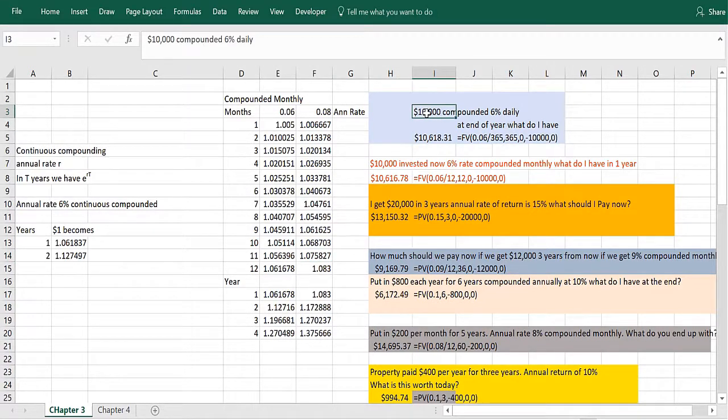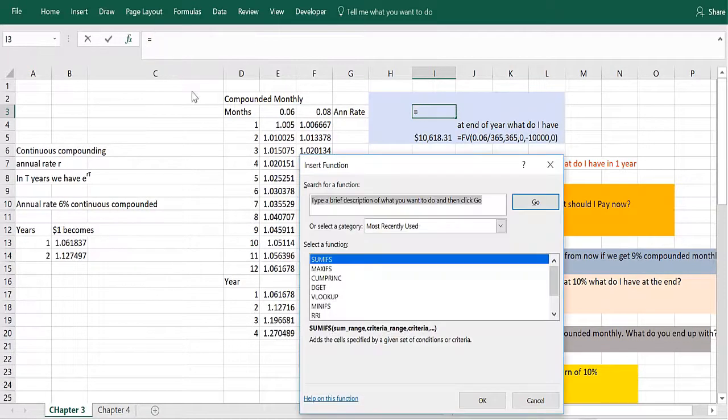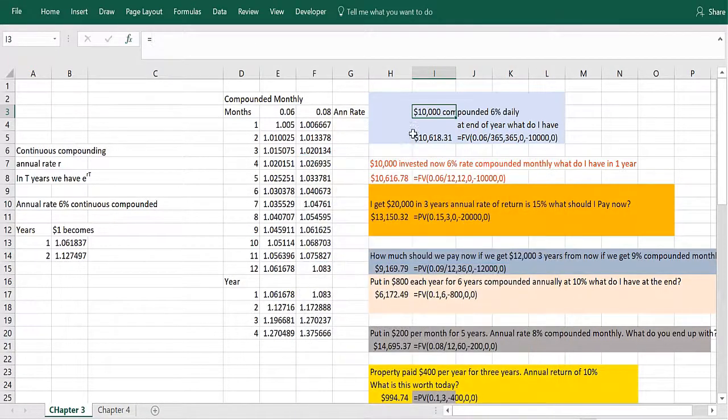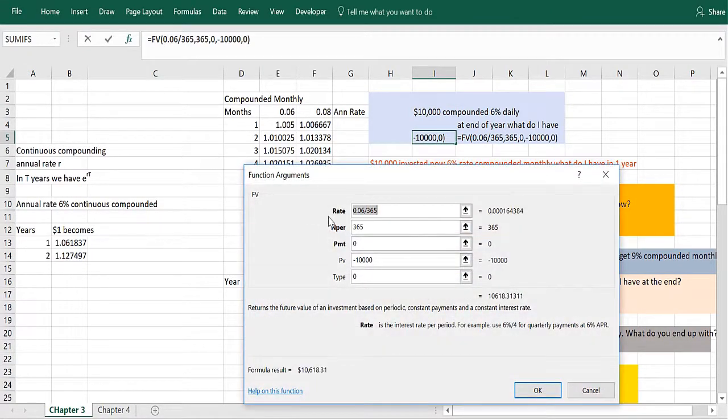So you have $10,000, which is compounded at a 6% annual rate daily. At the end of the year, what would you have? Well, you'd use the FV function, and so the arguments would be like this. The rate would be the annual rate. We want the rate per day. There are 365 days in a year, we'll assume. So you take the annual rate divided by 365.